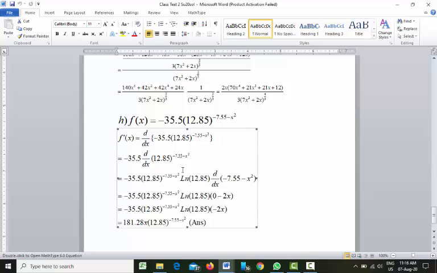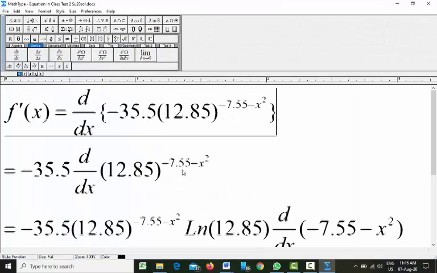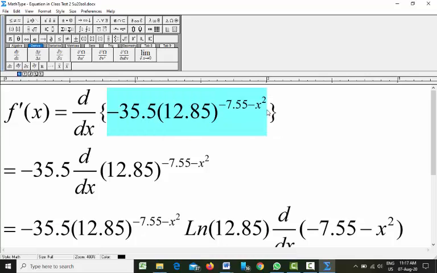So this is the problem that I have given you in your class test. Here we want to do differentiation of this one. Here minus 35.5 is the coefficient, so you can move this one behind d by dx, and we will do differentiation of this one.